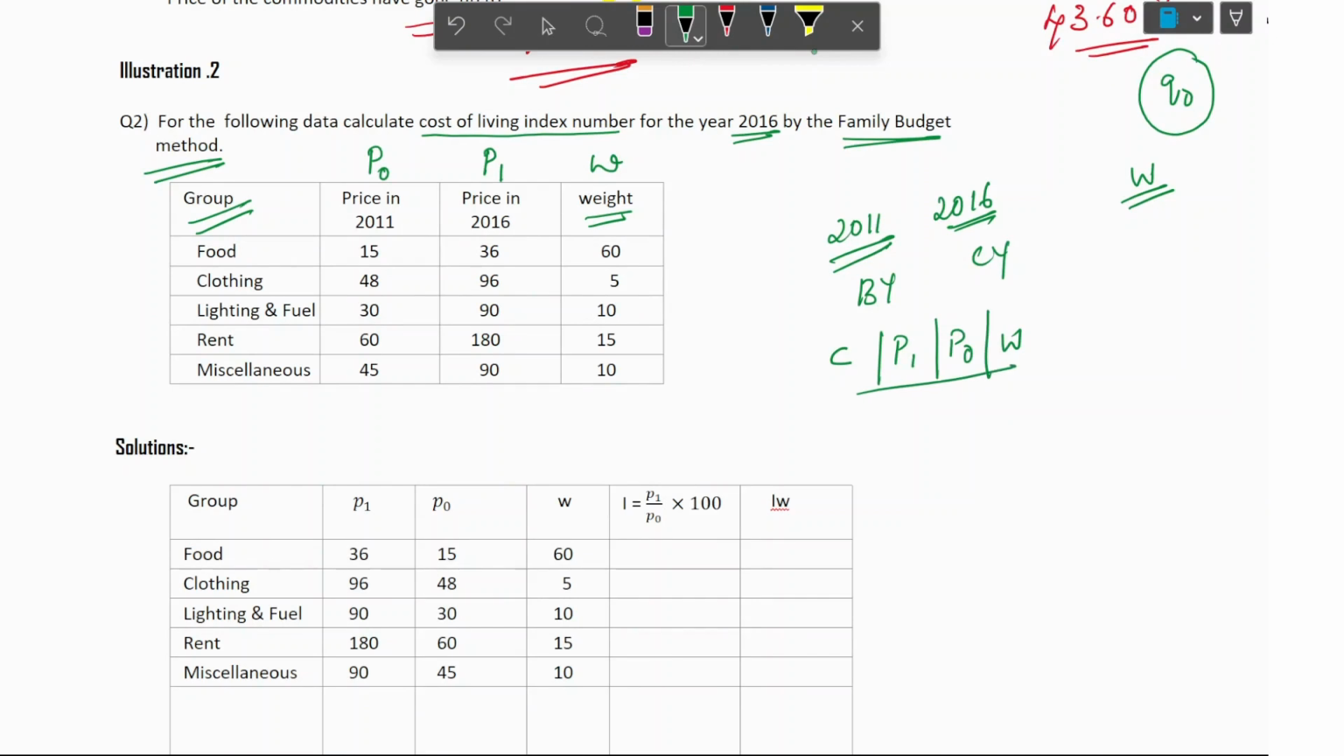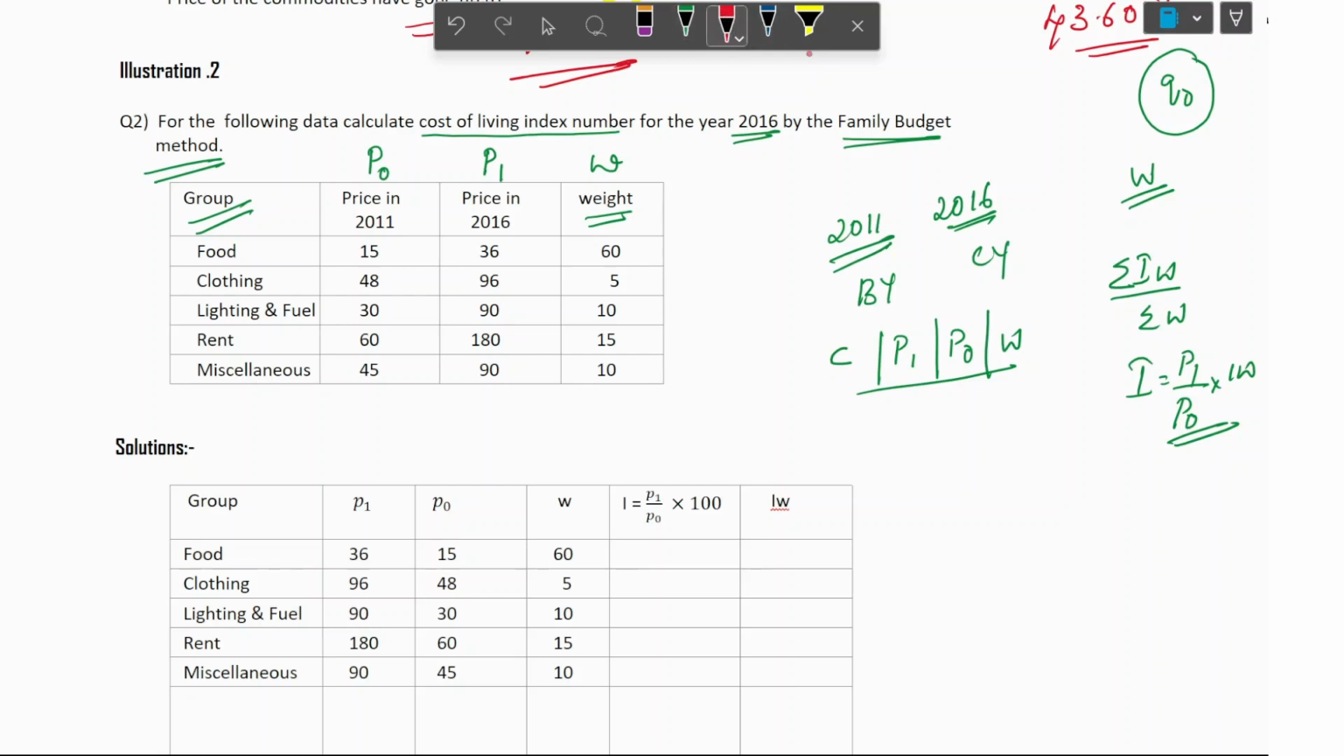Now, what is the extra column we need to prepare? According to your formula, what is the formula? Sigma IW divided by sigma W. What is I? I equals P1 divided by P0 into 100. We have done lots of questions in the same format, that is in lecture 1. Please refer to it. I have shown you how to calculate the weighted index number by using different methods.